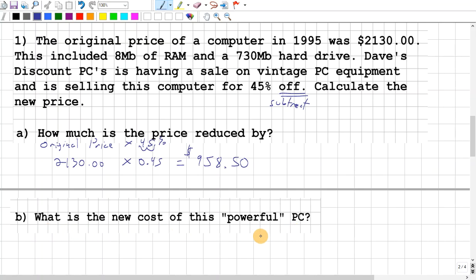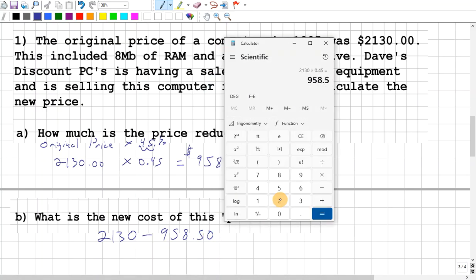What is the new cost of this powerful PC as it would have been back in 1995? And of course, I had a PC that was very similar to this. So the actual price, we take the original price, which was $21.30, and we're going to subtract off $958.50. $21.30 minus $958.50 leaves us with $11.71.